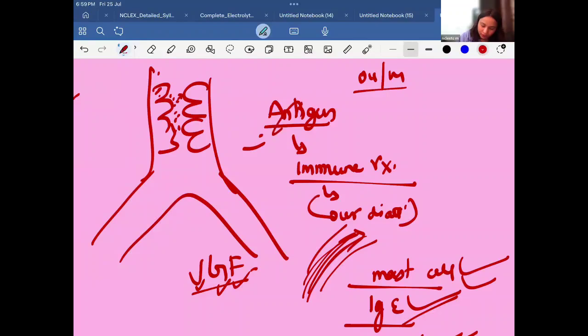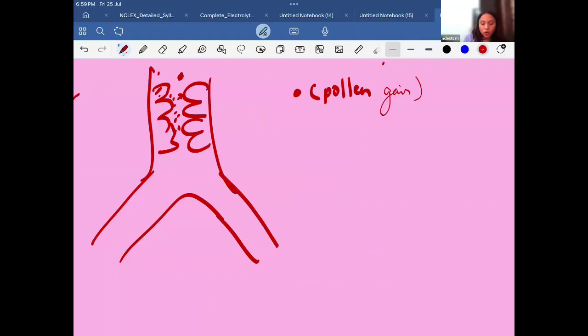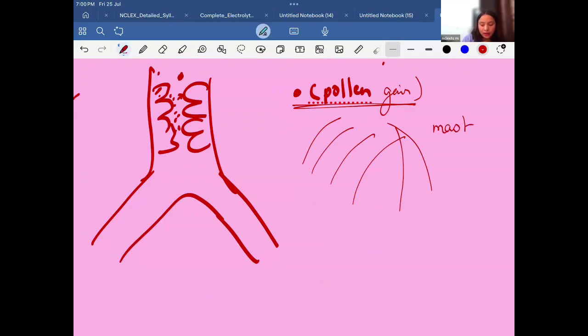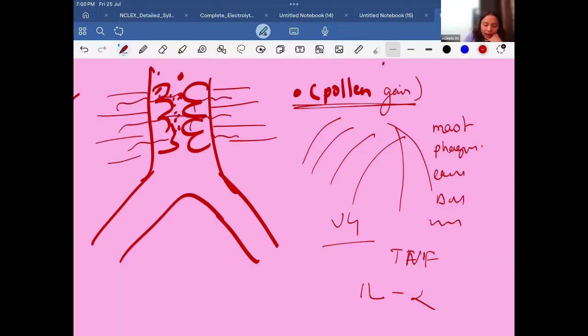Let me repeat this in a very easy form so you can understand what is actually happening. There is an antigen, and the antigen is your pollen grain. Pollen grain is entering your airway. Our body considers this pollen grain a foreign body and starts producing many inflammatory mediators: mast cells, eosinophils, basophils, neutrophils, TNF alpha, and interleukins. There are different types of interleukins, and there is growth factor. These immune mediators increase the secretion into your airway, and hence there will be vasoconstriction and an increase in secretions.